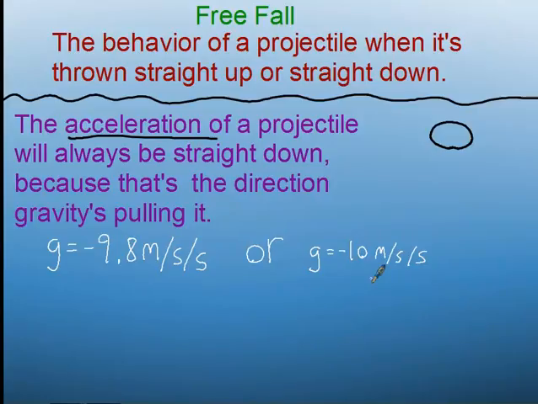It turns out that if you take a standard object like a brick or something like that, and you just drop it out a window, then what you'll notice is it will accelerate downward at minus 9.8 meters per second per second. For every second that goes by, that brick will get 9.8 meters per second faster.